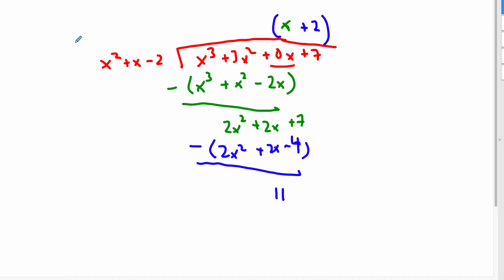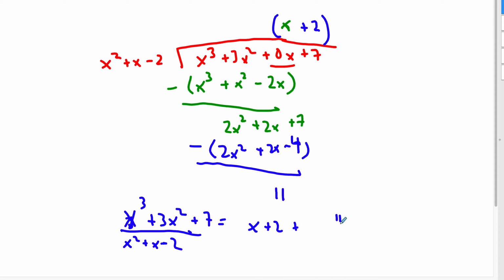After we divide, our result is x plus 2. So what does this mean? It means that this cubic, x cubed plus 3x squared plus 7 (we don't have to write the plus 0x if we're not actually dividing it), divided by x squared plus x minus 2, is equal to what? X plus 2 plus 11 over x squared plus x minus 2, just like that, okay?